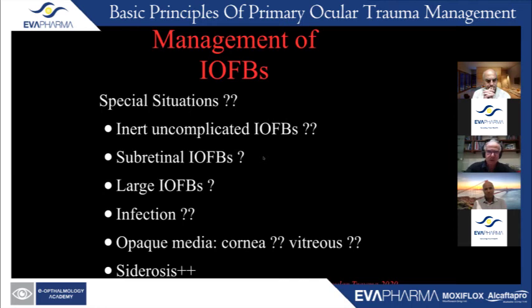You should remove it. What if you have a subretinal intraocular foreign body? You really have to do a retinotomy in order to get that. What about very large foreign bodies? What about intraocular foreign bodies with infection? How will you deal with that? What about opaque media, so that the corneal wound, a very large corneal wound, or the vitreous has a very dense vitritis or a vitreous hemorrhage? What about dealing with patients with siderosis? If the patient has a long history of a foreign body which has been neglected, should we operate? We'll see in a moment what we do about that.